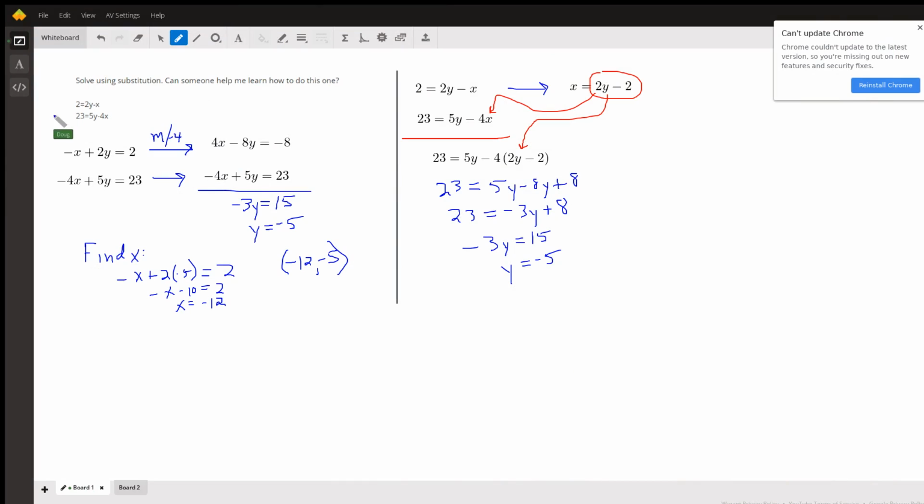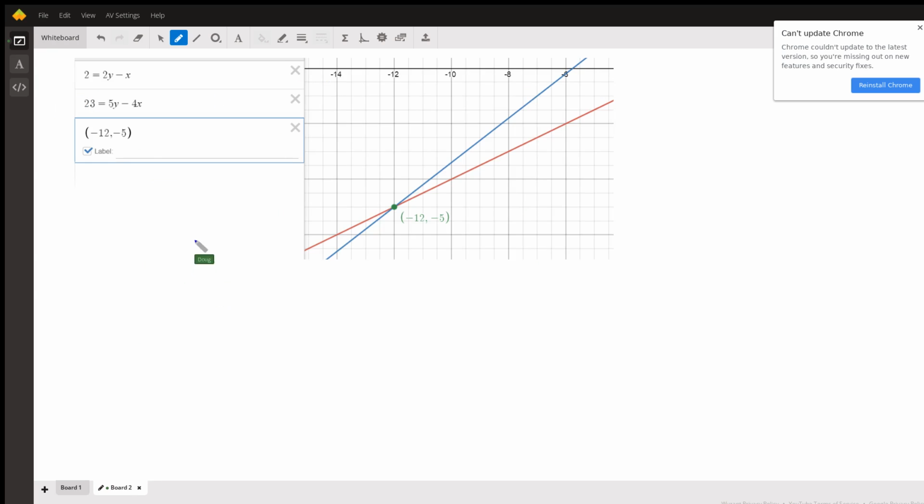Okay, here's the system we're trying to solve. That's a system of two linear equations with two unknowns. If we actually take a look at the graph of those two lines on Desmos, turns out the point of intersection is (-12, -5). So when we solve this system from board one, that's really what we're doing. We're finding the point of intersection of those two lines.